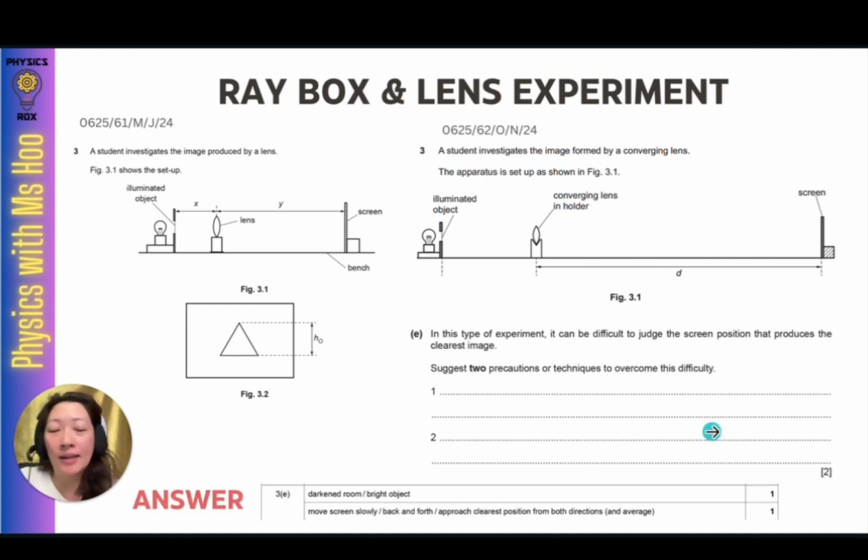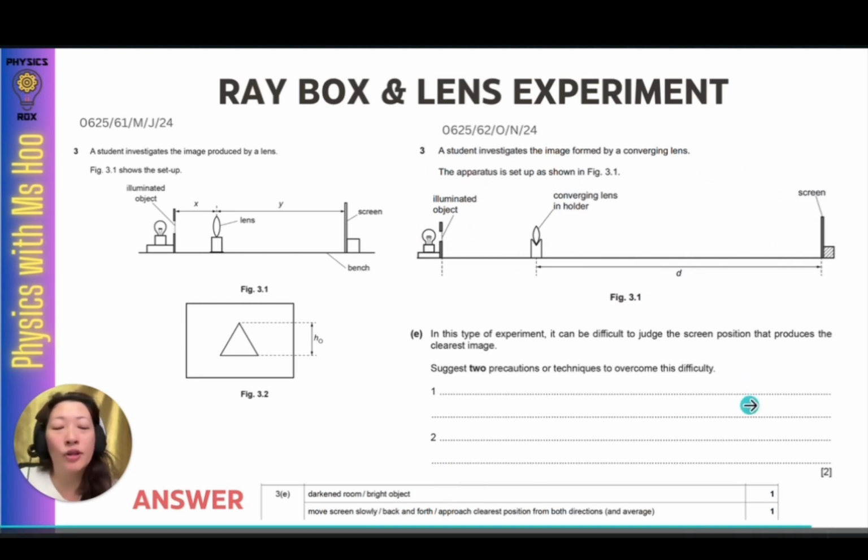So the accepted answers here could include use a darkened room or bright object for a clearer image. And to obtain the clearest image, you need to move the screen slowly back and forth, or to approach the clearest position from both directions and get the average.